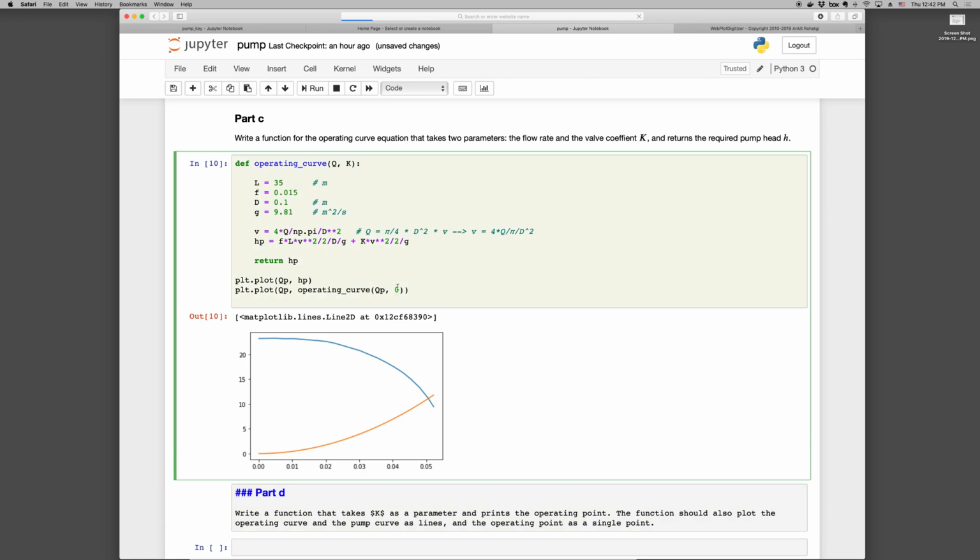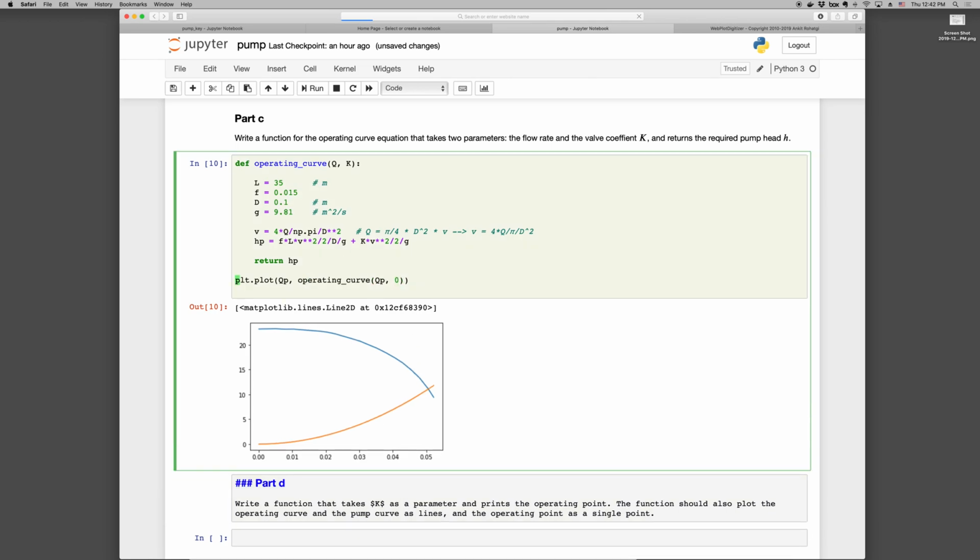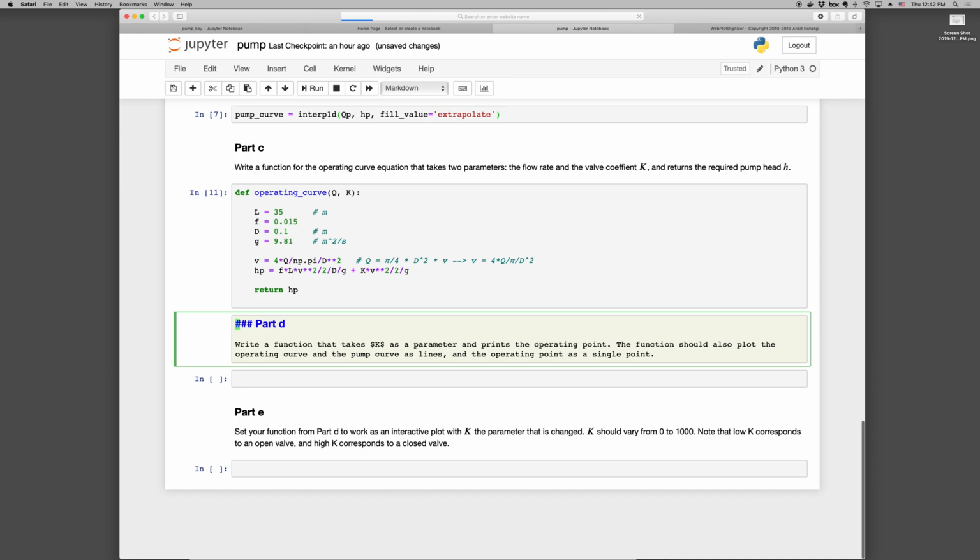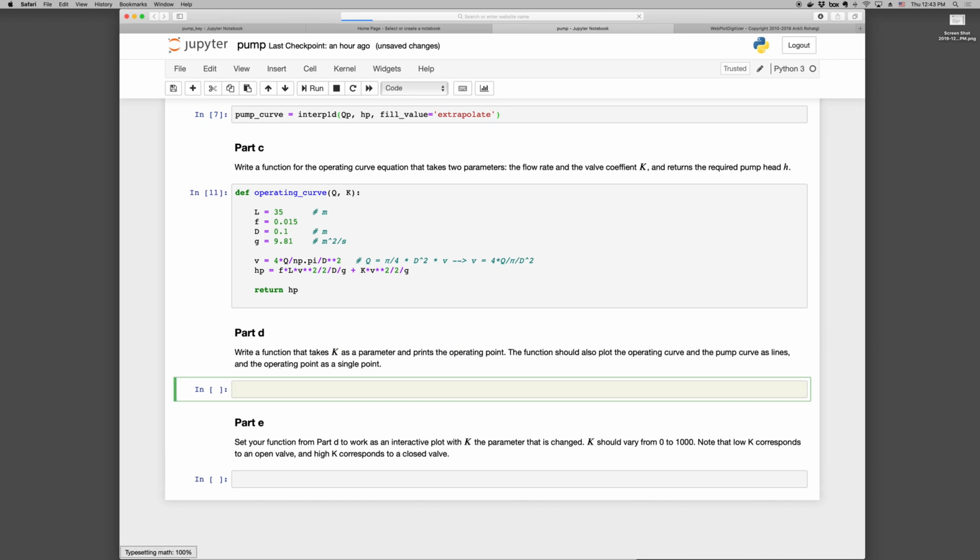Okay, so that seems to be working. So now let's write a function that will actually calculate our operating point. We were able to see it as the intersection of those two curves, but now we actually want to calculate that point. So we'll do that. We need a function for that. So def get_operating_point, and it takes k as a parameter, and it will print out the operating point.